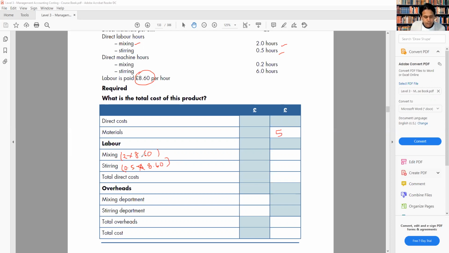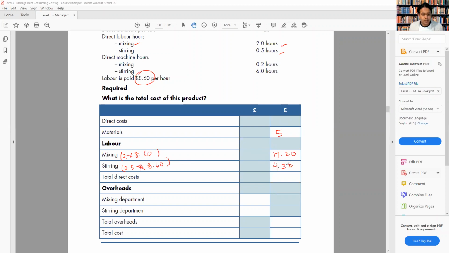So 2 times 8.6, that will give us how much? 17.20. The next one is 0.5 times 8.60. So that will give you 4.3. Very well done, Luis. So 4.3.